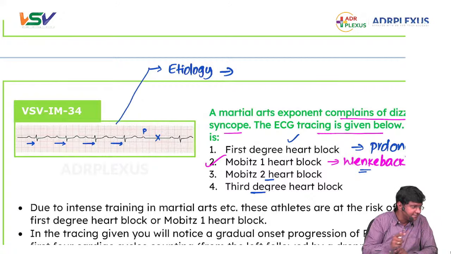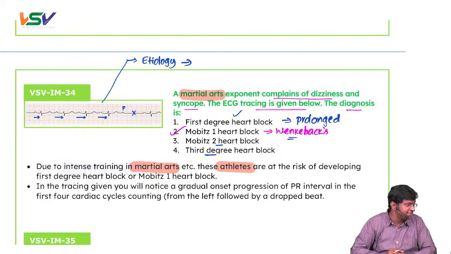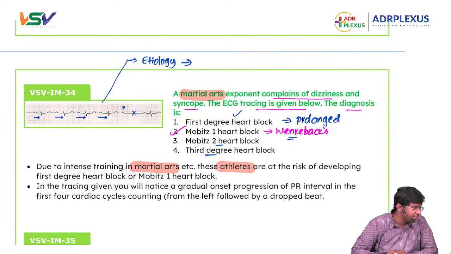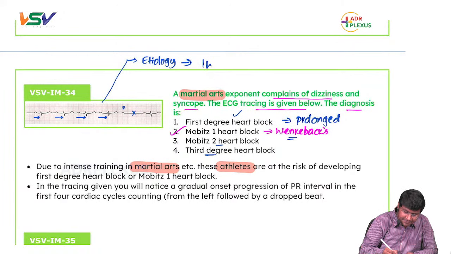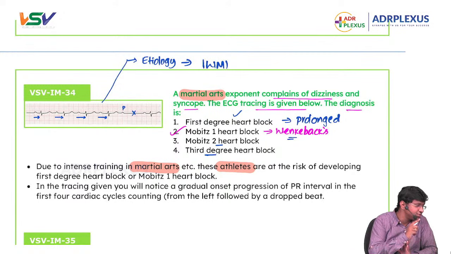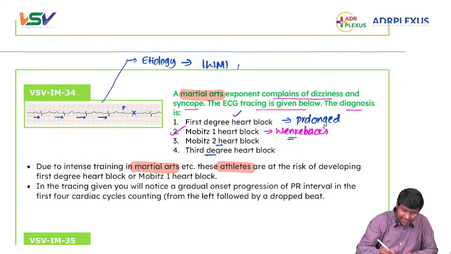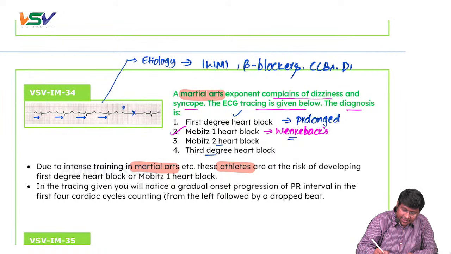Yeah, here in this patient, it is a martial arts exponent where there is increased vagal tone. Increased vagal tone can contribute to the development of Mobitz 1. Yeah, very good. So it is the inferior wall MI, right? The inferior wall MI. Rheumatic fever usually causes first degree AV block. Okay, very good, Vignesh. Drugs like beta blockers, calcium channel blockers, and digoxin.